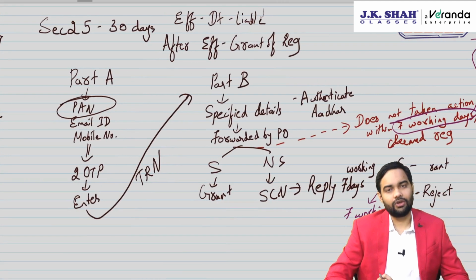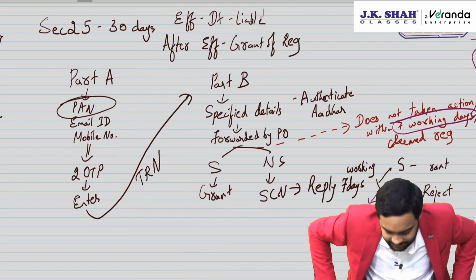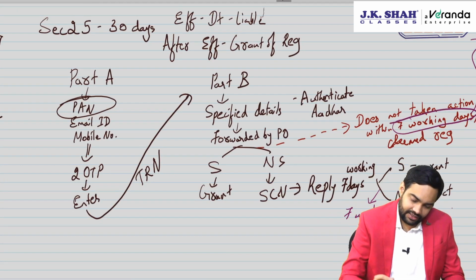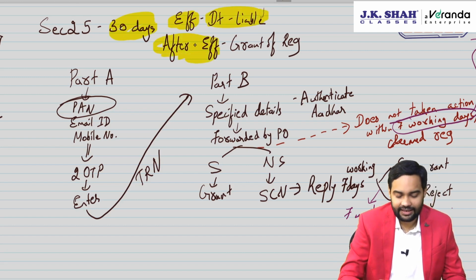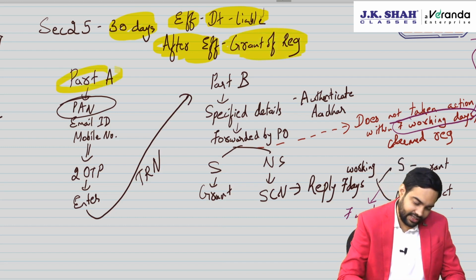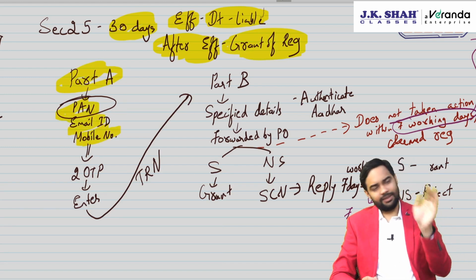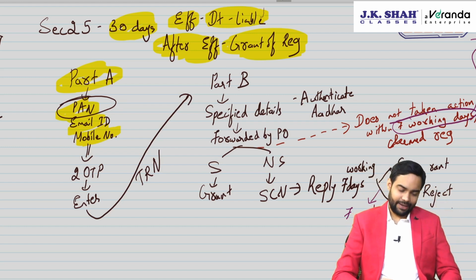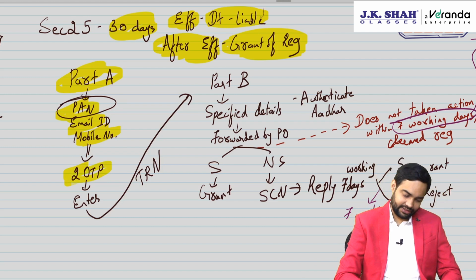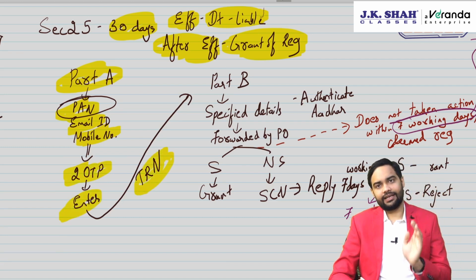25 first talks about when is the effective date of registration. If you apply within 30 days, the effective date of registration is the date when you were liable to register. If you apply after 30 days, then the effective date is the date of grant of registration. How does the process work? Part A, you fill PAN, email ID, mobile number. PAN is verified with the CBDT database, and email ID and mobile number are verified against those given while taking PAN in the CBDT database. 2 OTPs, you enter them, you get a TRN. What is TRN? Temporary reference number.